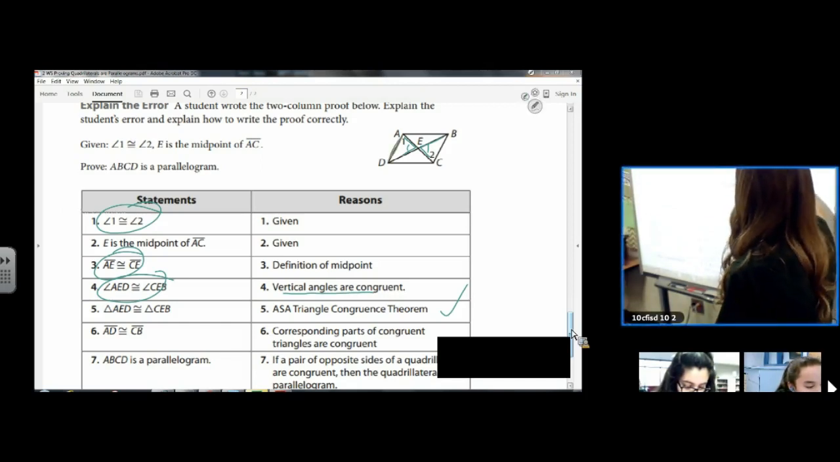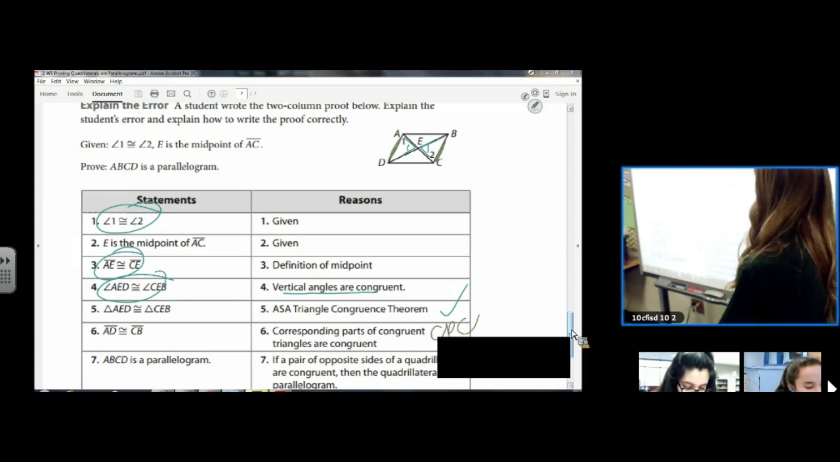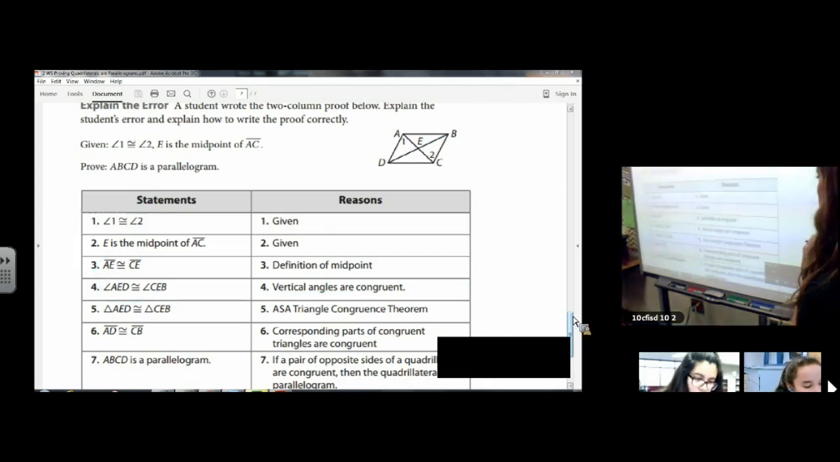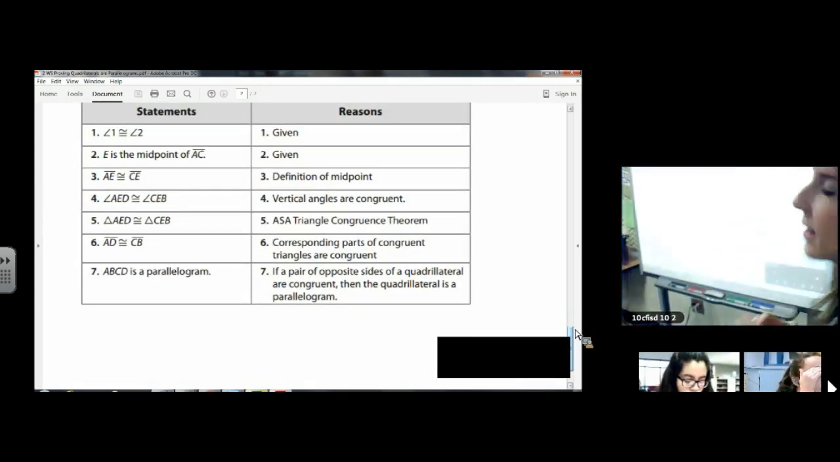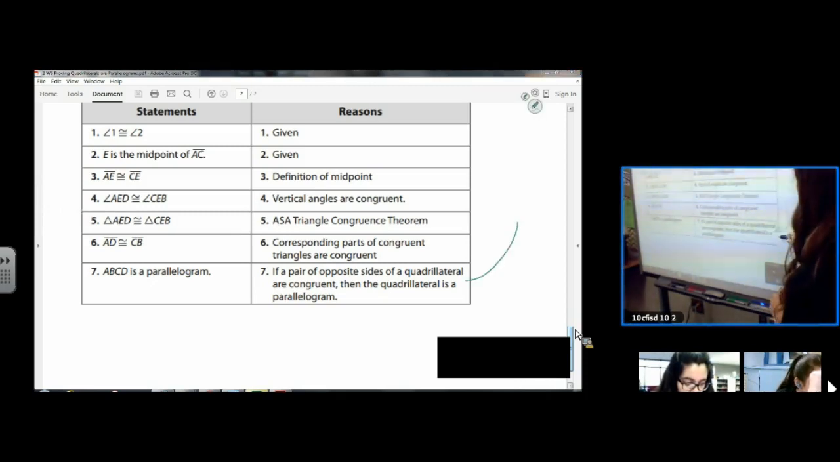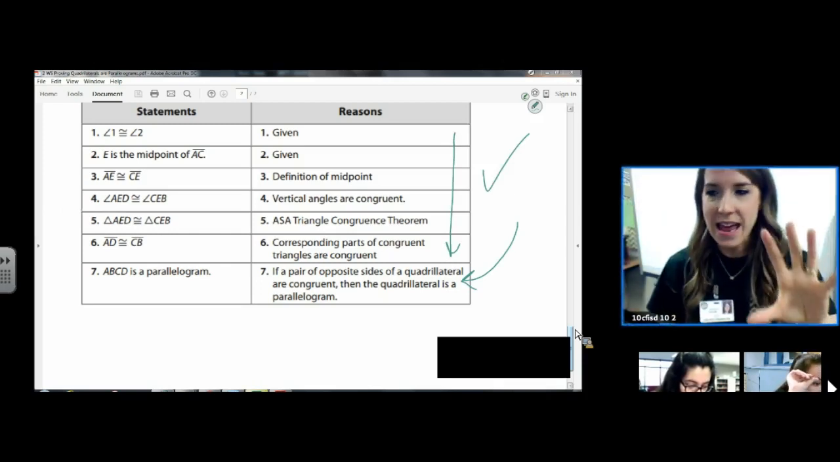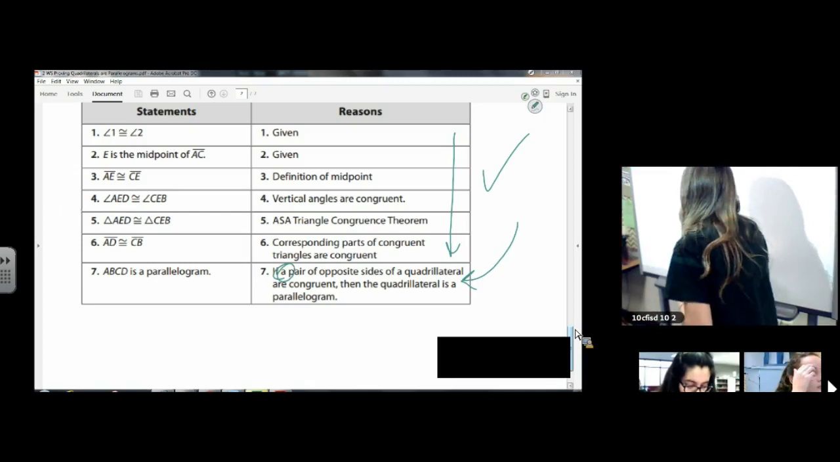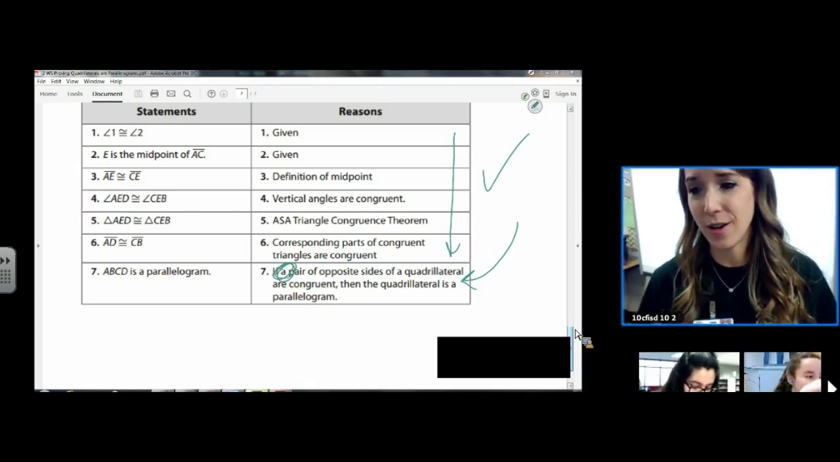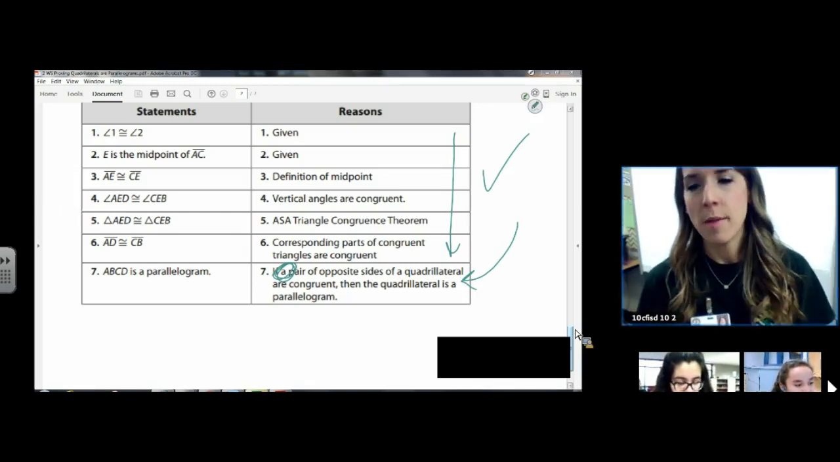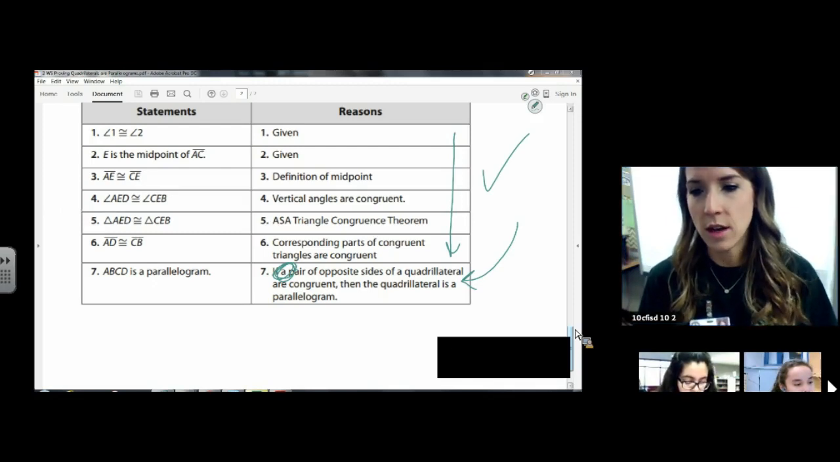AD is congruent to CB. CPCTC. Very good. Okay, I'm going to have to scroll down. All right, so there's the mistake right here. It happens at the very end. The proof is great. All the way down, the proof is great. What did they do wrong? Look at that. If a pair of opposite sides are congruent, then the quadrilateral is a parallelogram. That's just not enough information. We learned yesterday that both pairs of opposite sides have to be congruent. So that is what is wrong with the proof. You have to have both pairs of opposite sides congruent to be a parallelogram.